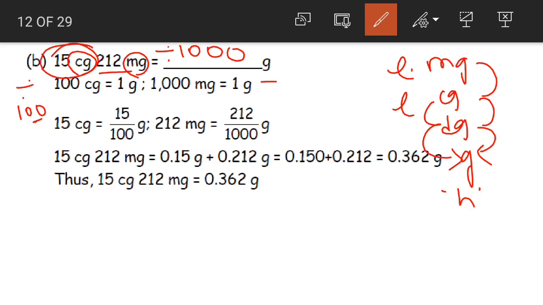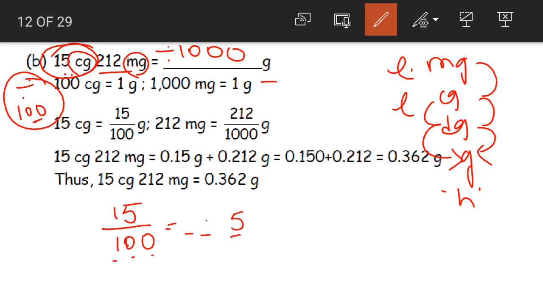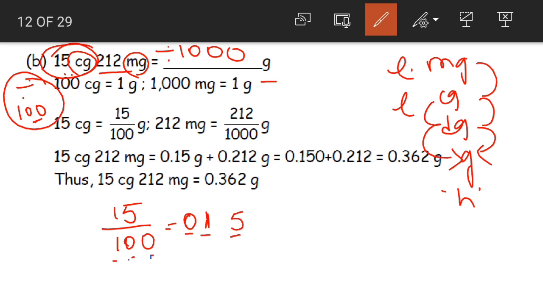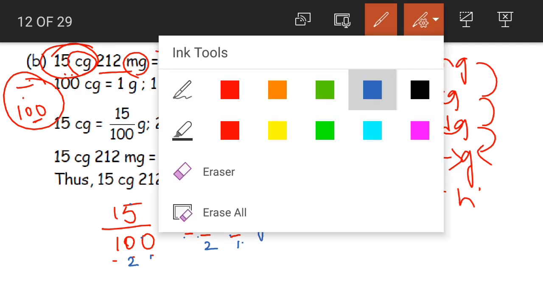Coming to the first one, 15 centigrams. We need to divide it by 100. 15 divided by 100. What is the procedure? Denominator is a 3-digit number. So we need to write the numerator also as a 3-digit number. In this empty space, we'll write 0. So after that, count the number of zeros, 1 and 2. So after 2 digits from the right, place a decimal point. So 15 divided by 100 is equal to 0.15. What is this? Grams. It will become grams.